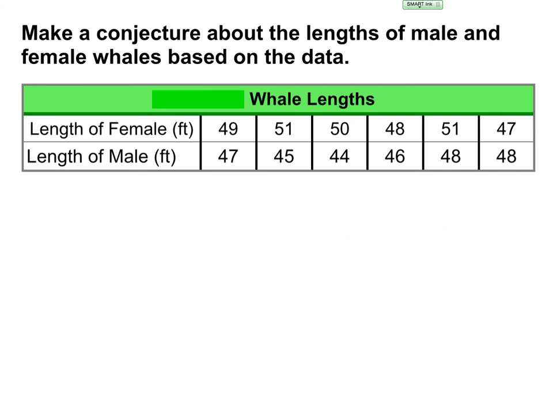All right, I want you to make a conjecture. Here's some information on how long whales are. We found some female whales and male whales, and we're going to try and make a conjecture about them. Discuss with your partner what kind of conjecture. What do you see as a pattern in that data? Or how would you describe it? Turn to your partner and discuss what you're seeing.